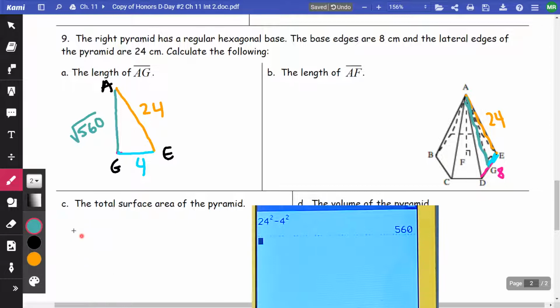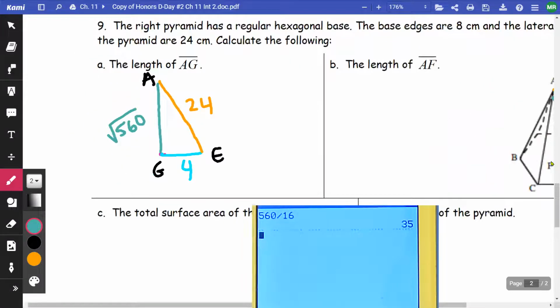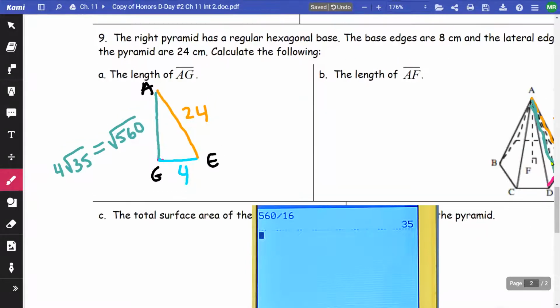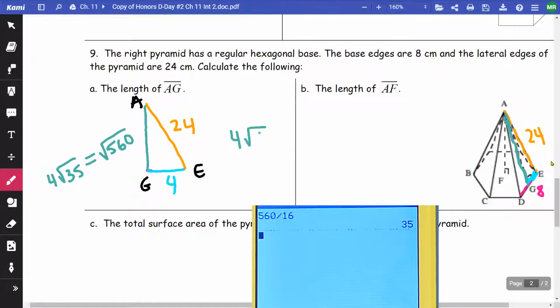And when I do that math, I'm just seeing if there's any squares in this. Okay, well, 4 goes into it. So let's see if 16 goes into it, and it does 35 times. So that square root of 560, I could really clean up because 16 times 35, so 4 root 35 is a cleaned up version of it. So that's my answer, 4 root 35 centimeters. Now the next one, they want AF.